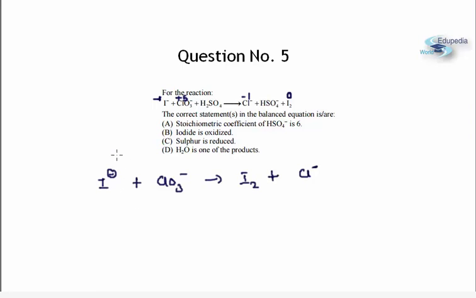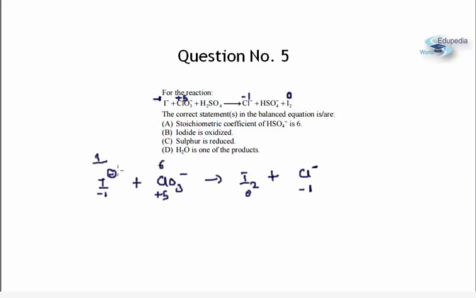So if you try to calculate the valency factors, the valency factor for I minus would be a change from an oxidation state of -1 to 0. So the valency factor for I minus would be 1, and similarly for ClO3 minus, the change in oxidation state is from +5 to -1. So the change would be of 6. So its valency factor would be 6.